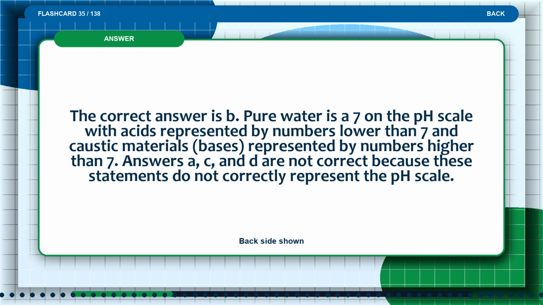The correct answer is B. Pure water is a 7 on the pH scale, with acids represented by numbers lower than 7 and caustic materials, or bases, represented by numbers higher than 7. Answers A, C, and D are not correct because these statements do not correctly represent the pH scale.